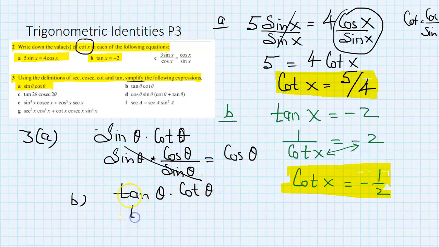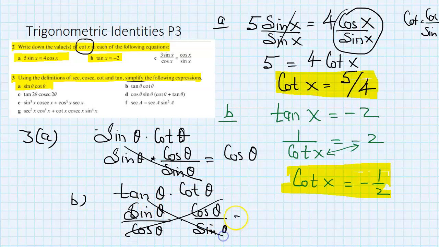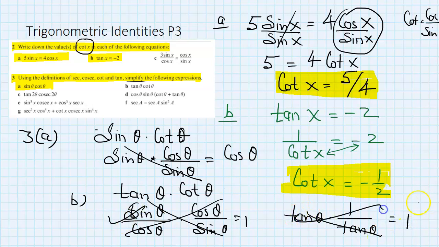If I do part B, this is tan theta cot theta. In fact, I can write it as sine theta over cos theta, and this I can write as cos theta over sine theta. Then I can cancel this and this, so it is 1. Or I can simply do, this is tan theta, and cot theta I can write as 1 over tan theta. So either this way or this way. The answer is 1.